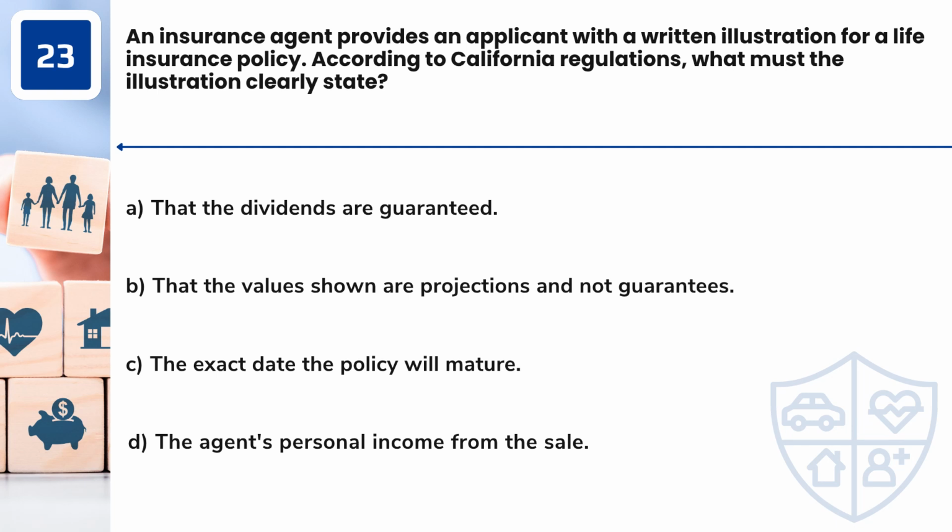Question 23. An insurance agent provides an applicant with a written illustration for a life insurance policy. According to California regulations, what must the illustration clearly state? A. That the dividends are guaranteed. B. That the values shown are projections and not guarantees. C. The exact date the policy will mature. D. The agent's personal income from the sale.